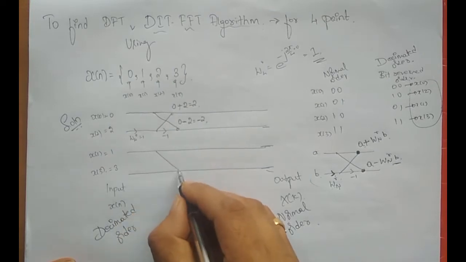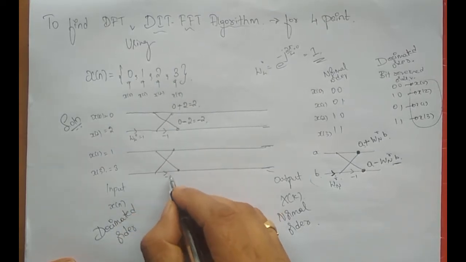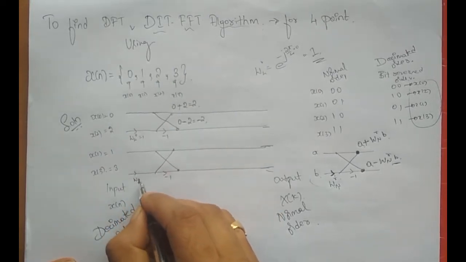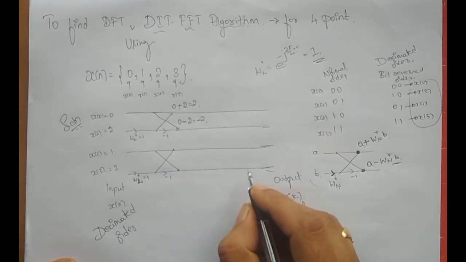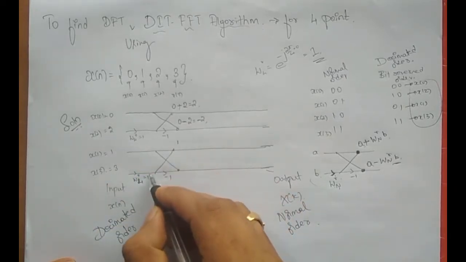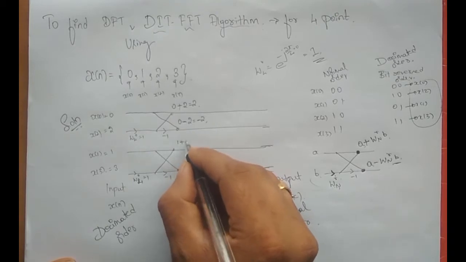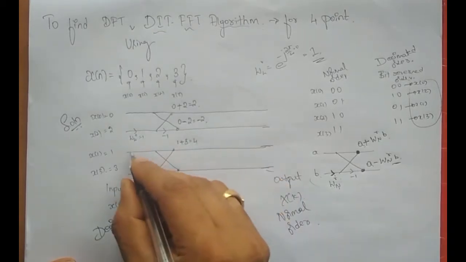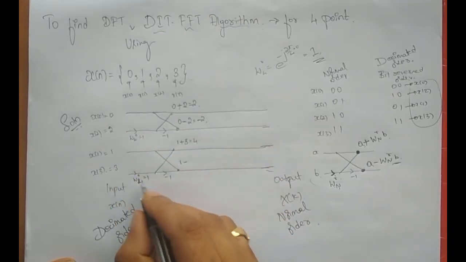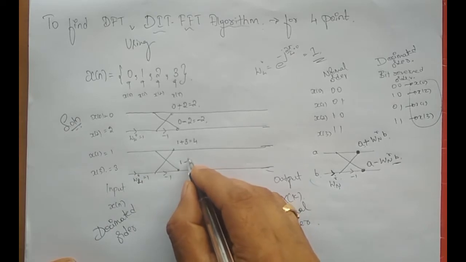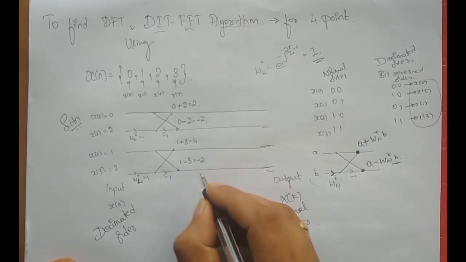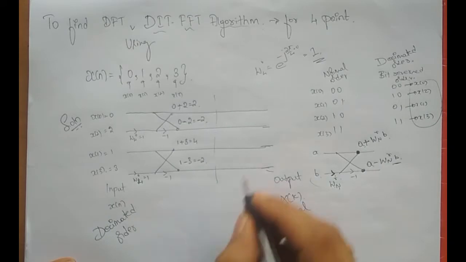Okay, and minus 1, this is also W4 power 0, which is equal to 1, and I have 1 coming here and this is added with 3 times 1, which is 3, which is equal to 4. So I have 1 coming here which is subtracted with 3 times 1, which is 3, which is equal to minus 2. Okay, so this is about the first stage.